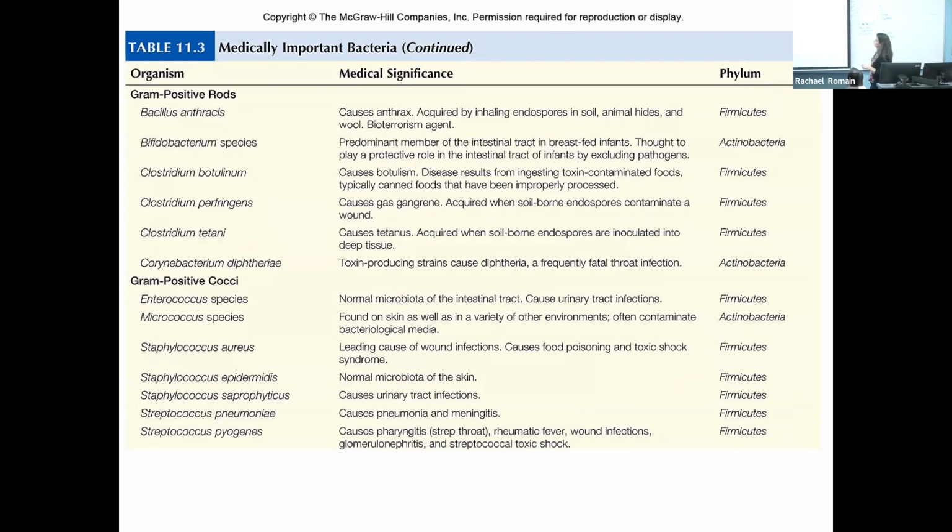Same thing with things like those that are gram positives. It's all about what they are. These are ones that are medically significant. There are thousands and thousands of other ones that aren't going to be capable of causing disease in any way, shape, or form. Okay.